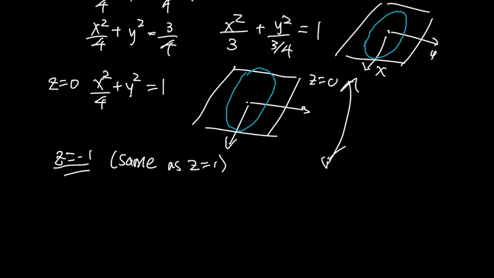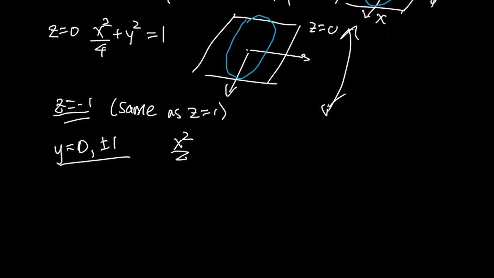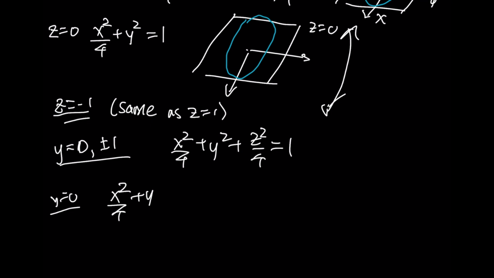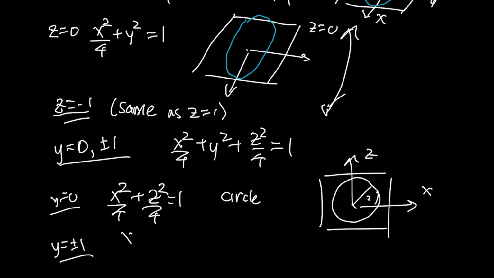If I talk about y is 0 and plus or minus 1 traces. So remember, the equation of this ellipsoid was given by this. Now, if y is equal to 0, I'll have x squared over 4 plus z squared over 4 is equal to 1. This is a circle of radius 2. I'll have z and x like this. When y is plus or minus 1, what I'll end up getting is x squared over 4 plus 1 plus z squared over 4 is equal to 1. That means it's only true if I have 0, 0 as a point.